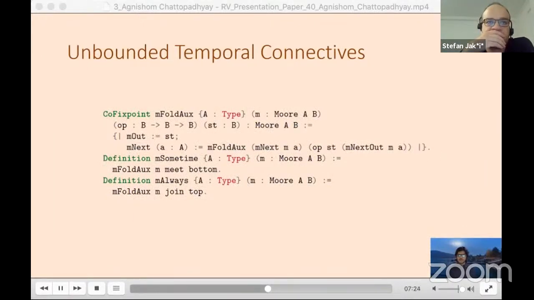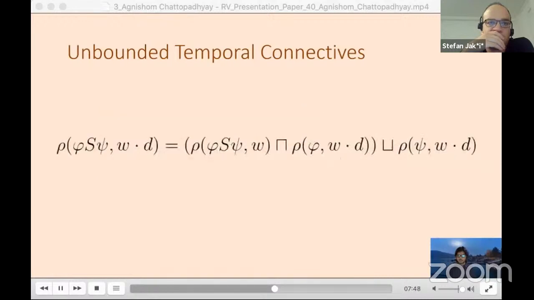M4 docs, which takes a Moore machine M, a binary operator OP, and an initial value ST. It produces the running aggregate of the outputs of M with respect to the operation OP starting with ST. By appropriately choosing the initial value of the operation, we could use it to define M sometime corresponding to P and M always corresponding to H. Even with S, we have a well-known identity in the literature that allows us to express how old values of S can be reused to obtain newer values.